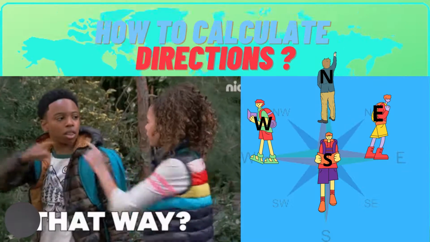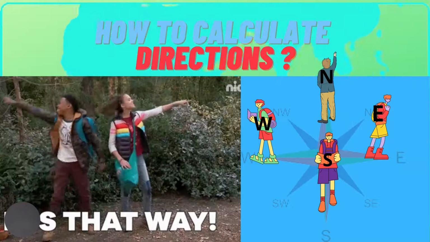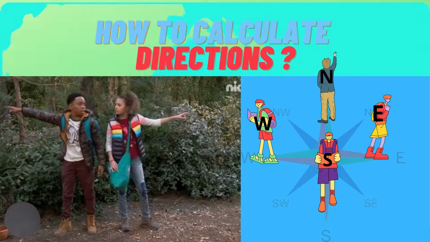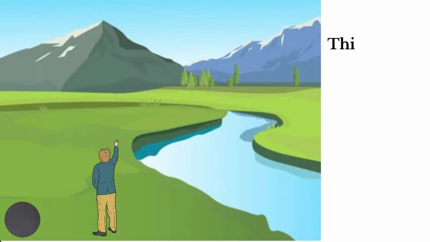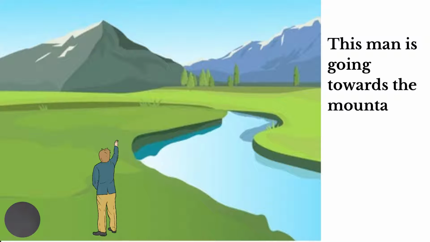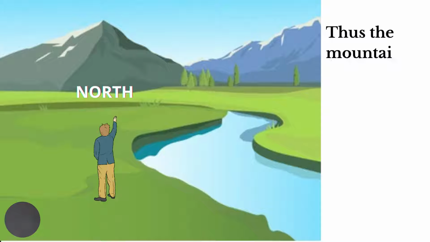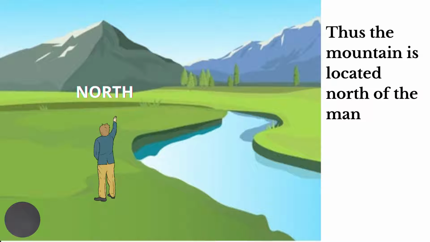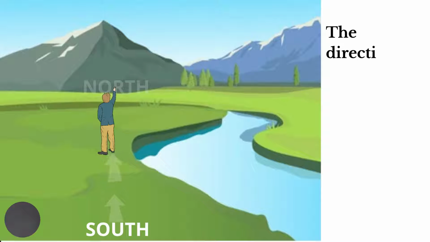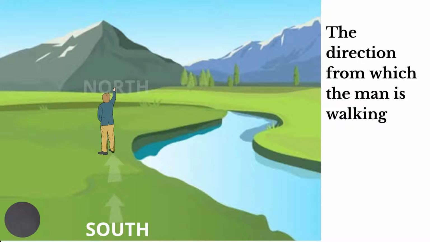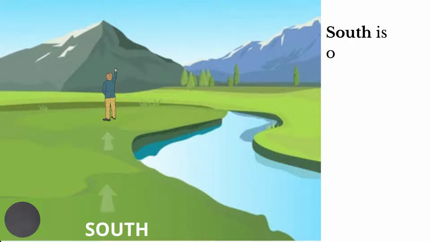In this video, we will be looking at how to calculate directions. This man is heading towards the mountain. The mountain is located to the north of the man. The direction from which the man is walking is south. South is therefore the opposite of north.